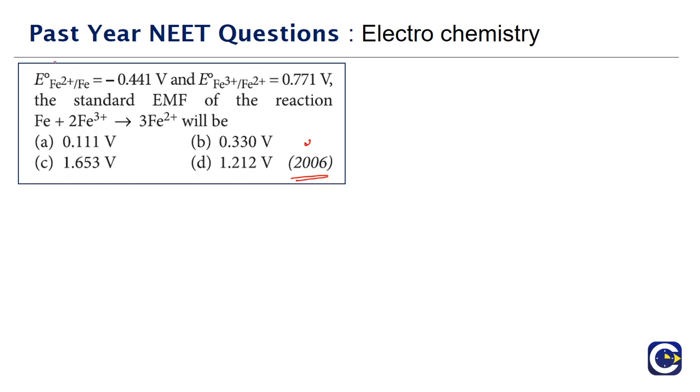Look at this question. E0 value for Fe2+ getting reduced to Fe is -0.441. E0 value for Fe3+ getting reduced to Fe2+ is 0.771. The standard EMF of the reaction Fe + 2 Fe3+ ions gives rise to 3 Fe2+. So for this we have to find what is the standard EMF, means we need to find the E0.